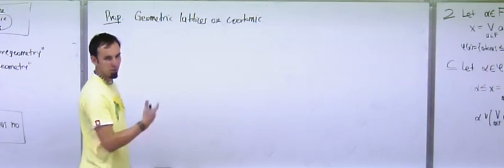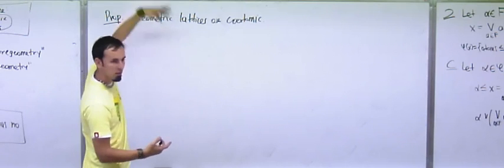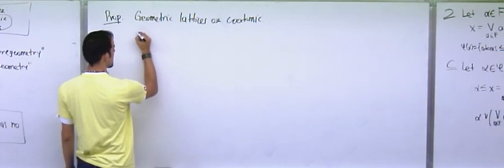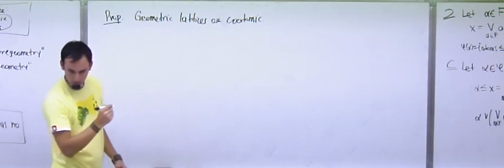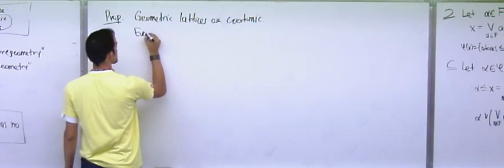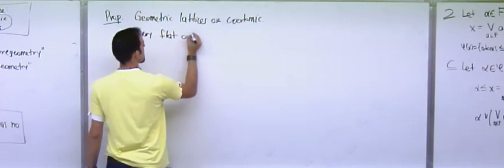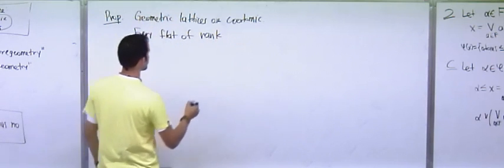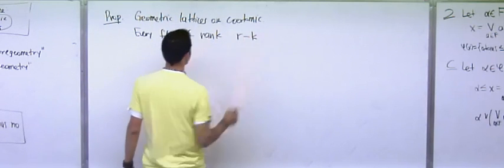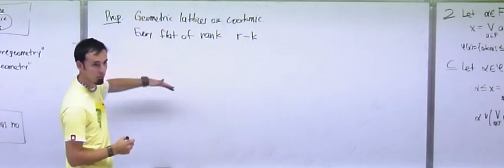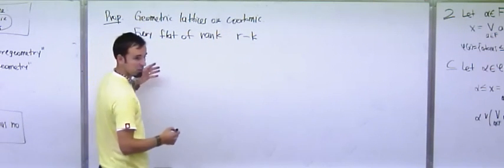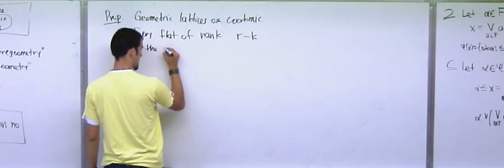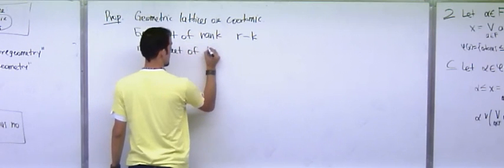Okay. Coatomic is just this property that says that every element is a meet of guys on the top floor. So I'm going to say something stronger, which is that every flat, the top rank is R. If you have a flat of rank R minus K, so this is K floors down, then you can obtain it by intersecting K coatoms. It is the meet of K coatoms.